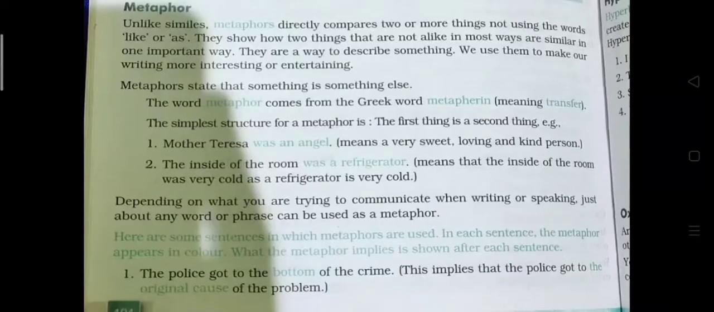What does it mean? कि जो पहली चीज हमारे पास है, what two things we are comparing, the first thing which we have is exactly the second thing. Mother Teresa was an angel. We have two things, Mother Teresa and an angel. So we are saying that she is an angel. Is she? She is a human being. She is not. We know it. So both things are very different, but we are comparing them both. That means we are comparing the attributes of an angel with Mother Teresa. So Mother Teresa was an angel means a very sweet, loving and kind person.